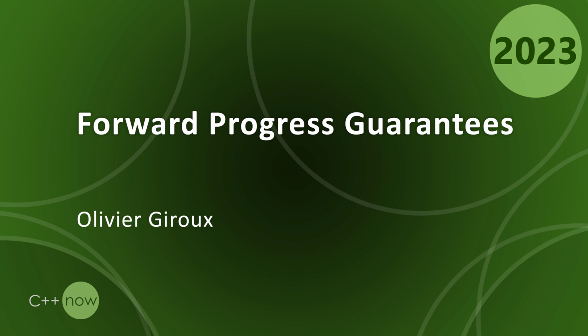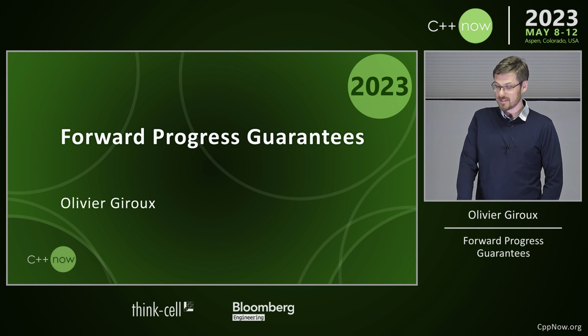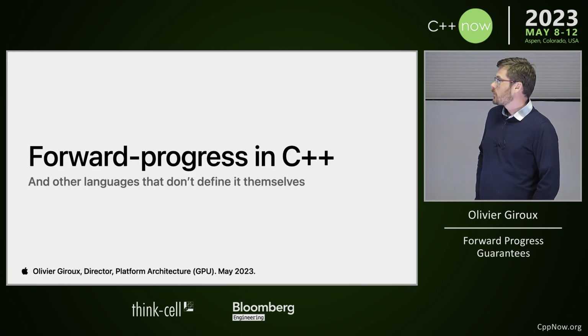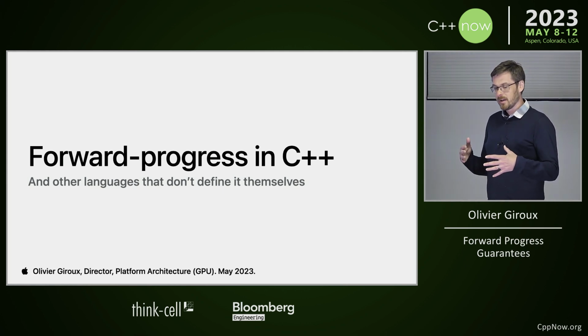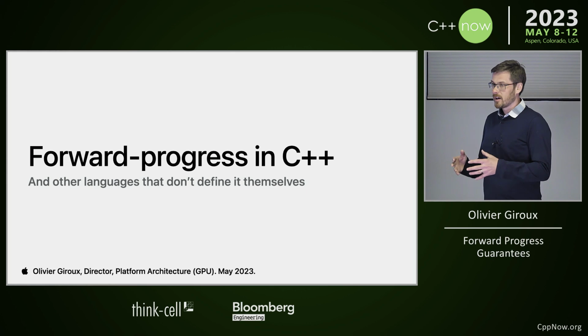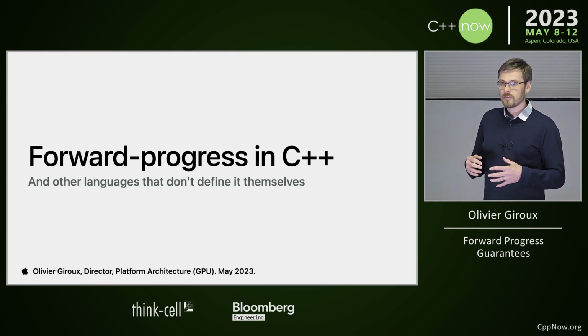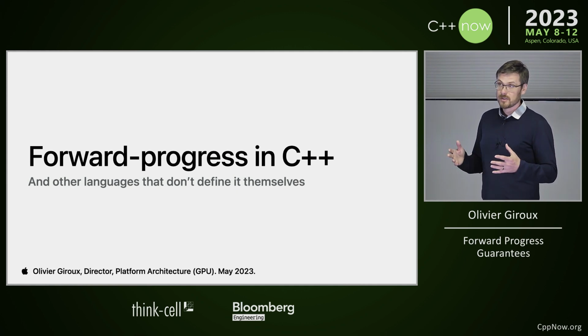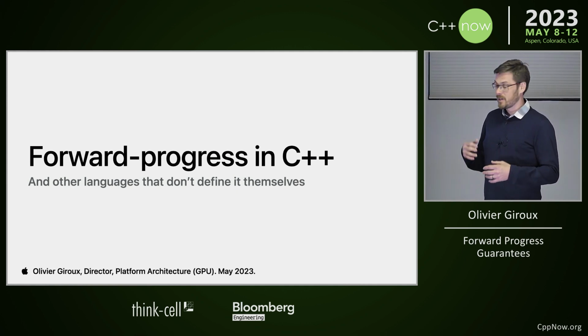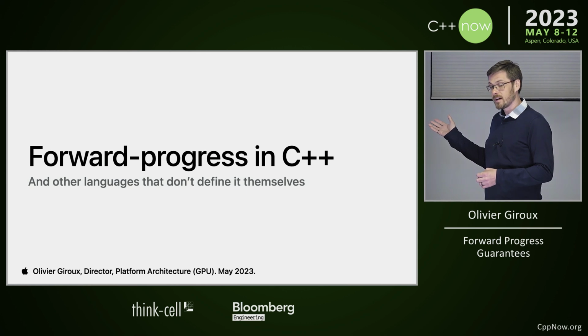All right, well, welcome everybody to this talk about forward progress guarantees. We're going to talk about forward progress guarantees in C++, but actually not just C++. The reason is a lot of languages de facto import the C++ abstract machine. Not a lot of languages go out and define what is memory, or many don't even define their own memory model, and many don't define their own forward progress guarantees either.